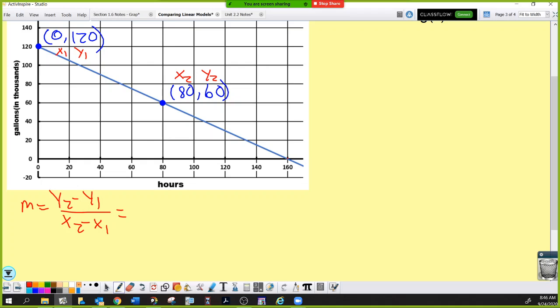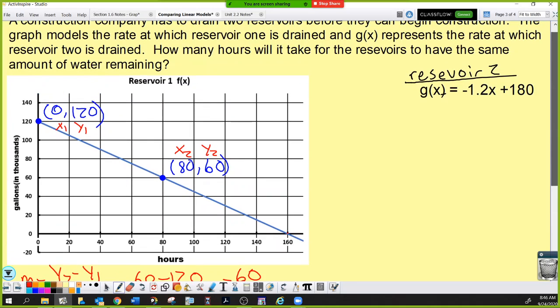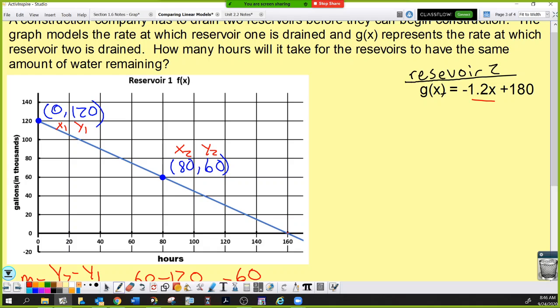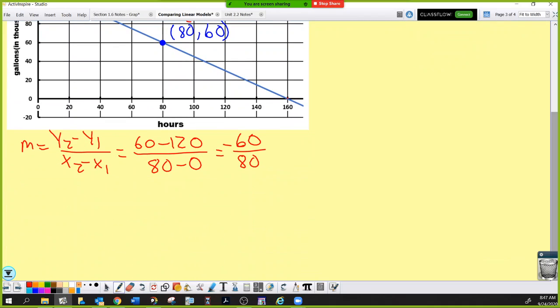All right, let's put some numbers in. 60 minus 120 over, it is a 0, not a 6, let's just write it better, over 80 minus 0. That is negative 60 over 80. And you can either leave this as a fraction and reduce it down to negative 3/4, or you could use a decimal, since this one's a decimal, and actually divide, and you will get negative 0.75.